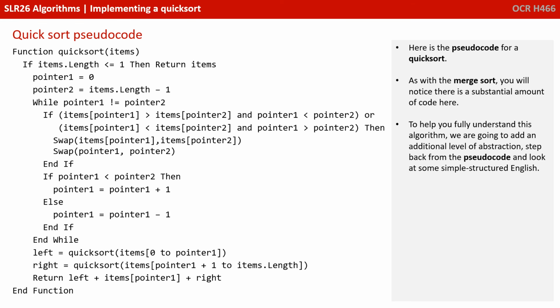So here's the pseudocode for a Quicksort. As with the merge sort, you will notice there's a substantial amount of code here. To help you fully understand this algorithm, we're going to add an additional level of abstraction, step back from the pseudocode, and look at some simple structured English.